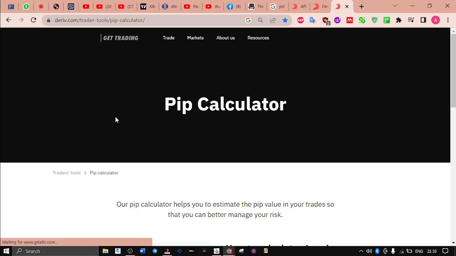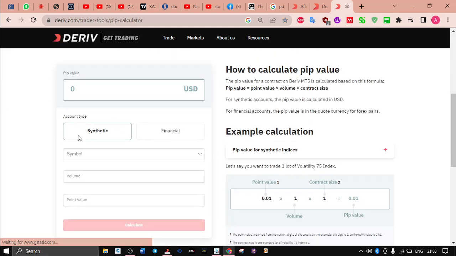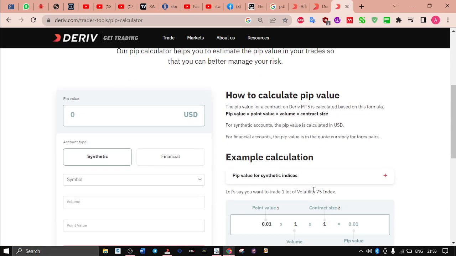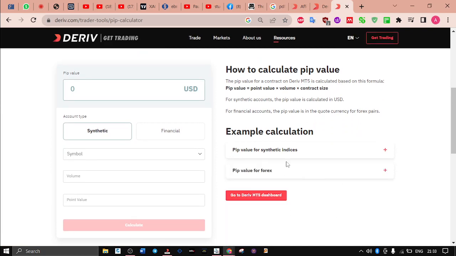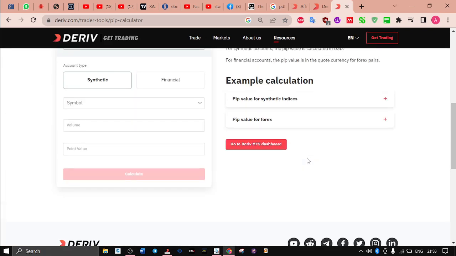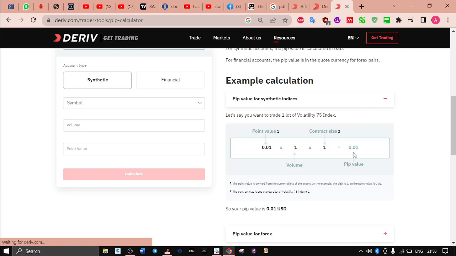After clicking on it, they offer these tools, but the calculation is given to you beside here. You can click here to expand and you see how everything is calculated. Which asset do you want us to calculate, Marvin? Let's use VIX 75, the 1 second, and also the VIX 25, 1 second.